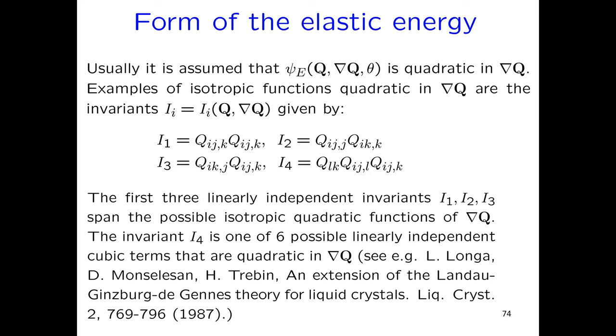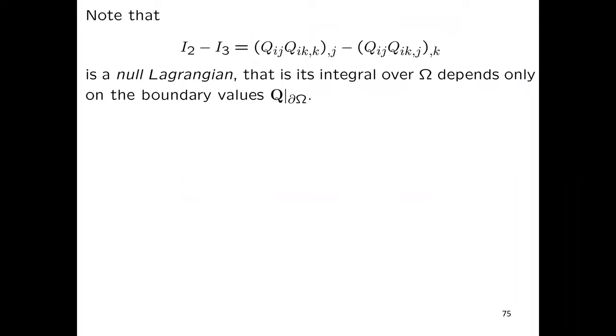Now, this is a special choice. There are in fact six possible linearly independent terms that are quadratic in the gradient of Q. We picked just one of these, which is quite a common thing. Now I2 minus I3, you see, is a null Lagrangian. So when we make the transition to the Oseen-Frank theory, this will correspond to the saddle-splay term in the Oseen-Frank theory. So it's a null Lagrangian, and its integral over omega depends only on the boundary values.